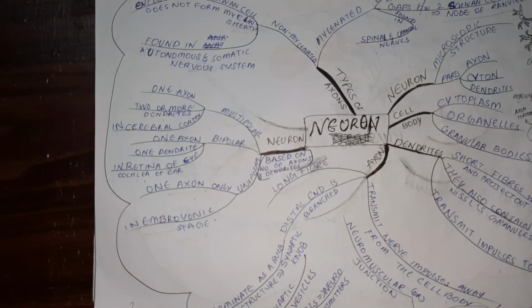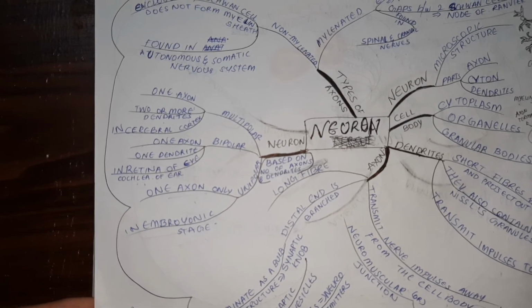Neurons can be of three types based on the number of axons and dendrites: unipolar, bipolar, and multipolar. Unipolar means only one axon is present, and this kind of neuron is found in the embryonic stages. No dendrites in a unipolar neuron. Bipolar means one axon and one dendrite. This is present in the retina of our eyes and the cochlea of our ears. Then comes the multipolar, the most common neuron. These have one axon and two or more dendrites. These are mostly present in the cerebral cortex.